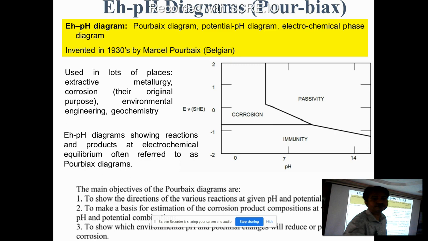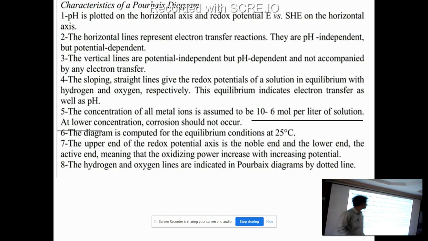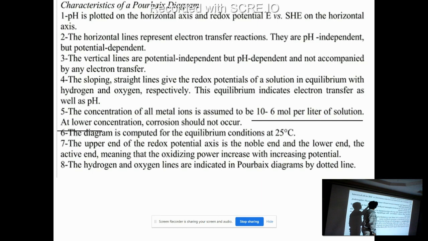What are the characteristics of the phase diagrams you see? pH is plotted on the horizontal axis, we have seen, right? And the potential on the y axis. That's why these are all called potential-pH diagrams. Now, the horizontal lines represent electron transfer reactions, very important. What are horizontal lines? See, in the diagram, let me go back again. What are called horizontal lines?